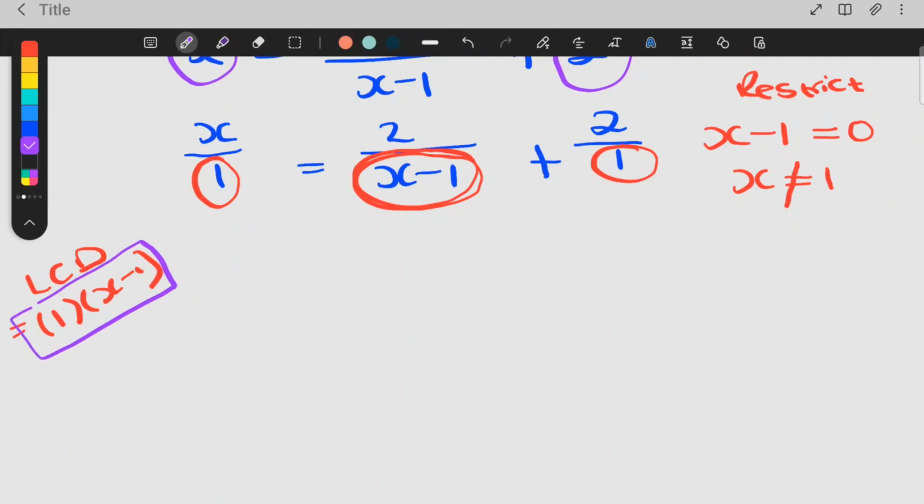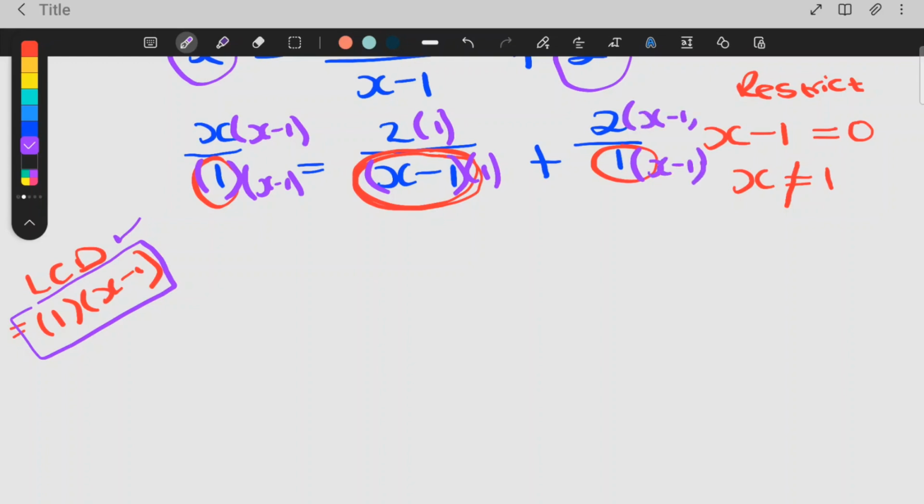Can you see this one only has a 1? So this one I must multiply by x minus 1 so that it looks like that. But what I do at the bottom, I must do on top. This x minus 1 must still have a 1. So on top, I must multiply by 1. This denominator, I must multiply by x minus 1. But what I do at the bottom, I do on top.